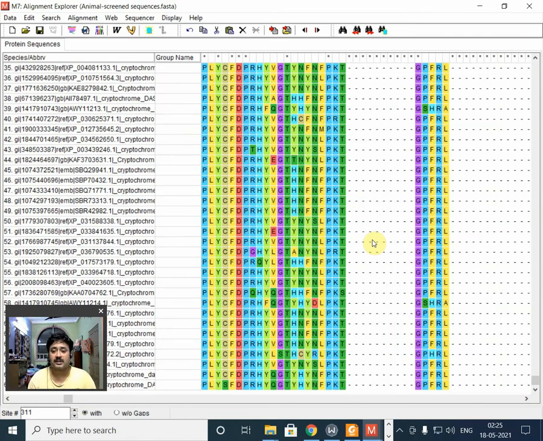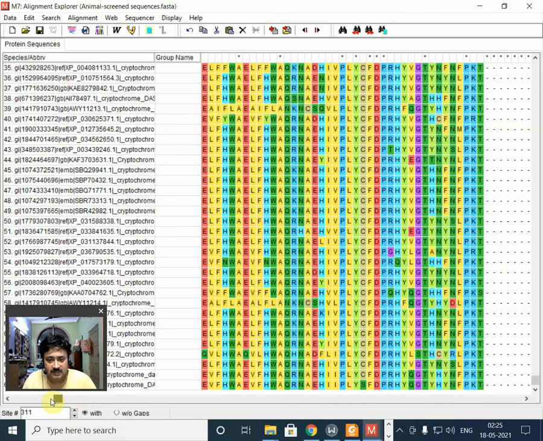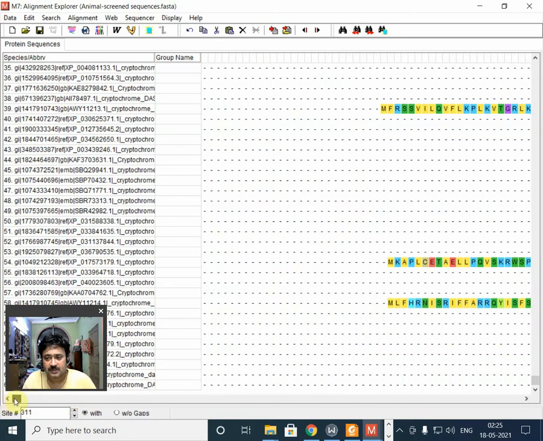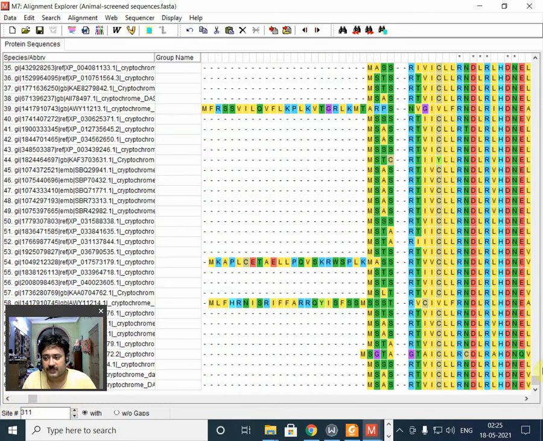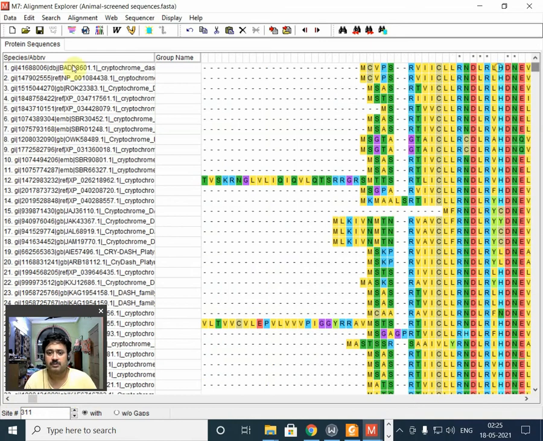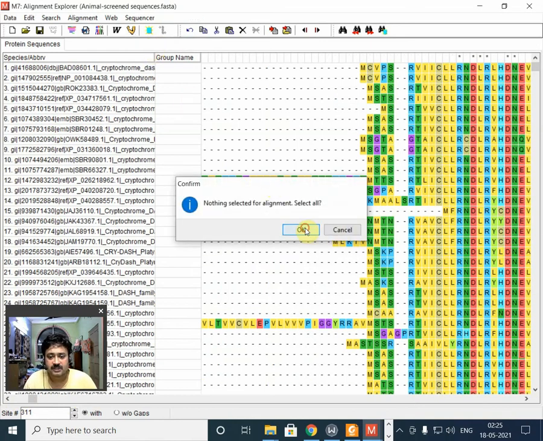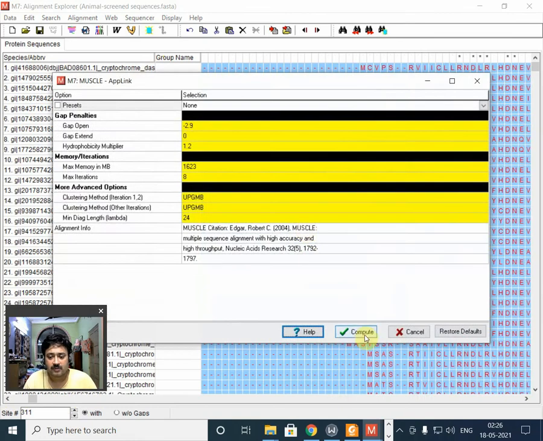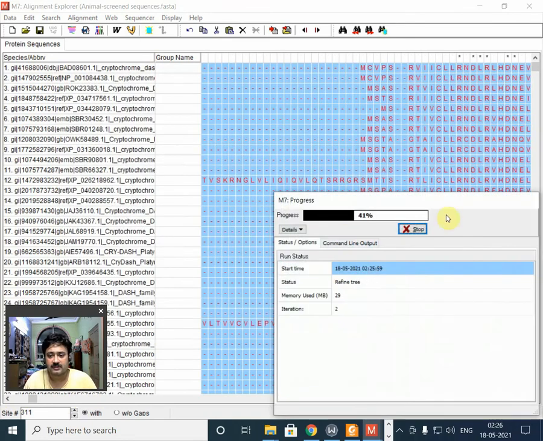But when you are seeing this only for one particular species, then there might be some issue with that. This much is still acceptable, but you cannot have a 28 amino acid region. That doesn't really make any sense. Okay, so now what we will be doing is again using all of this data, select all, and go for another round of alignment.